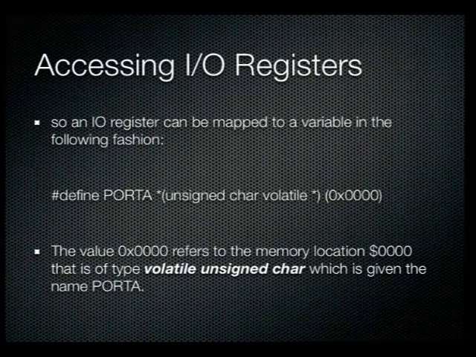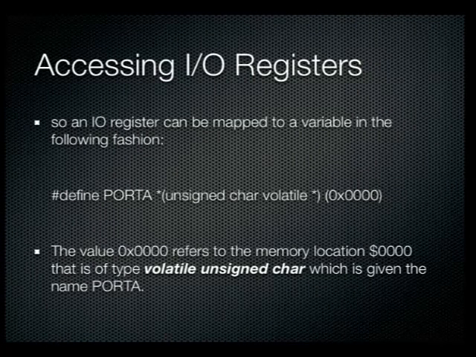Okay, so therefore we can map an I/O register to a variable in the following fashion. We've simply mapped a memory location to a label name. So we have a hash define, and we simply define the label name. In this case we're trying to make a variable, so to speak, called port A, which actually resides in the memory location of port A, which is at 0000.